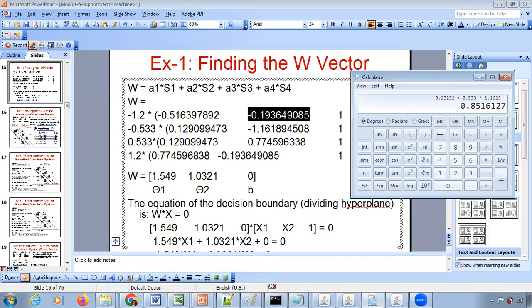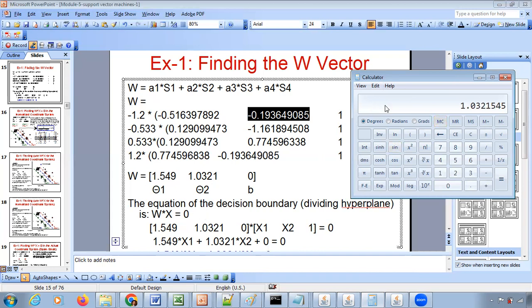Then plus, this is a plus and plus, so it's going to be 0.533 times 0.7746. And then this is a plus with a minus, so it's minus 1.2 times 0.1936. And that should give you 1.0321 for theta 2.